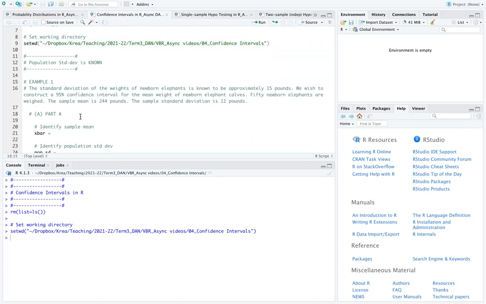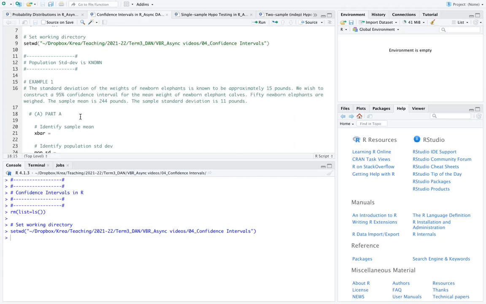One where the population standard deviation is known, that is we know the sigma, and another example where sigma is unknown. When we know sigma, we can construct the margin of error using the normal distribution, so we'll do that in the first example. When we don't know sigma and we use the sample standard deviation S instead, we don't use the normal distribution, but rather the t distribution to construct the margin of error. So we'll do that in the second example.